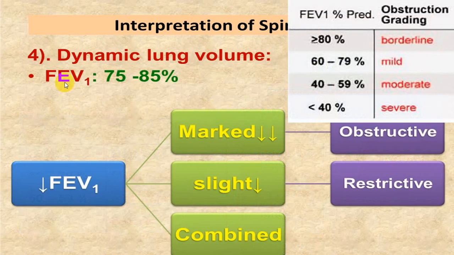And if you look at the FEV1, if FEV1 is markedly reduced, straightforward obstructive. And if it is obstructive, to find out the severity, we call 80, 60, 40. Less than 80, mild. Less than 60, moderate. Less than 40, severe. If it is slightly reduced, it will be in favor of restrictive. And if FEV1 is reduced and FVC also reduced, but ratio is more than 80, it will be combined. So you have to look at all the three.